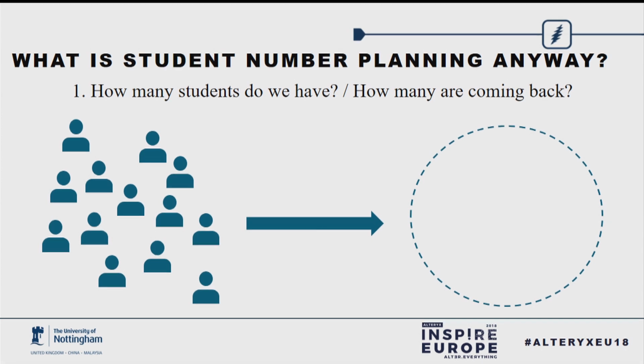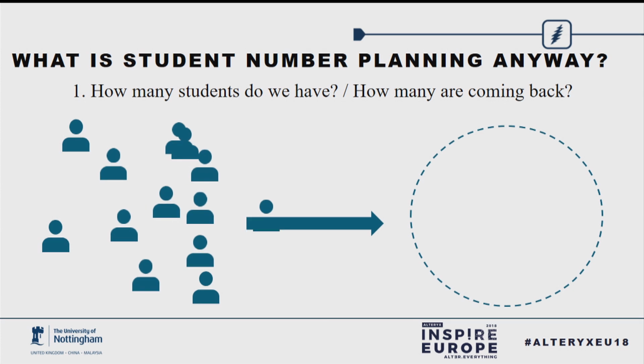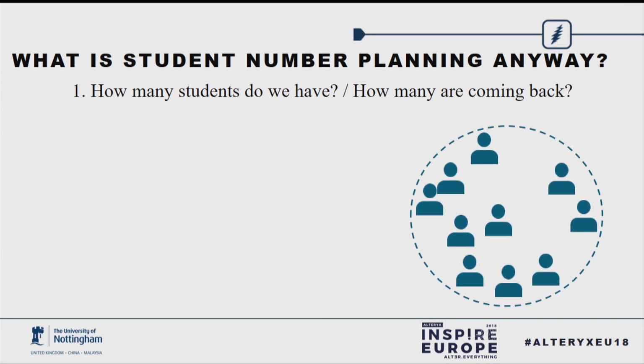So what is student number planning? My boss always assures me that student number planning is very easy, fundamentally. It's all about how many students have we currently got, and of those, how many of them are coming back. So there's our student population, and they're the ones that are coming back. The guys that have disappeared, they've graduated, or they've left, or transferred to another institution, amazingly. So how many are coming back?